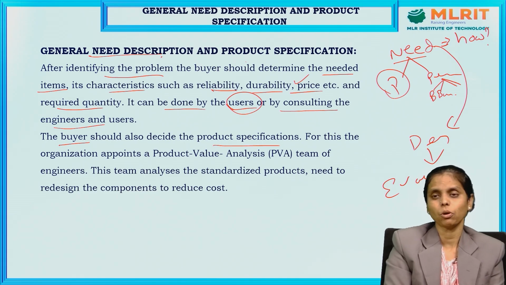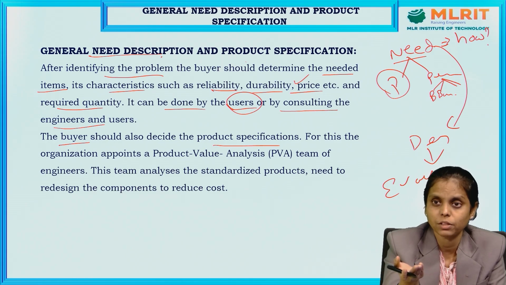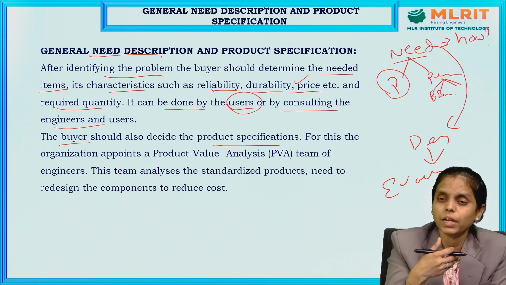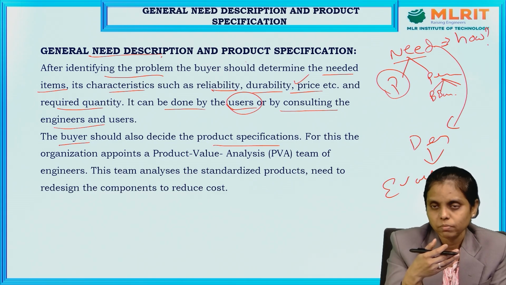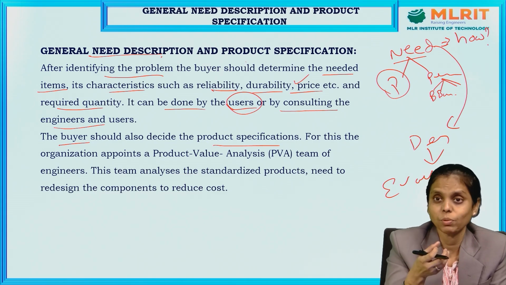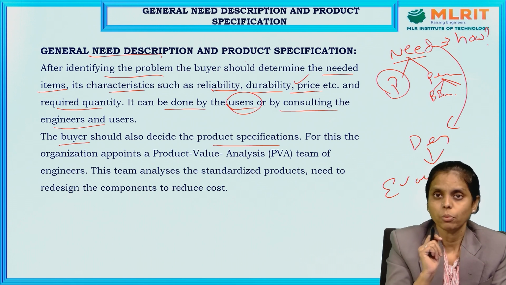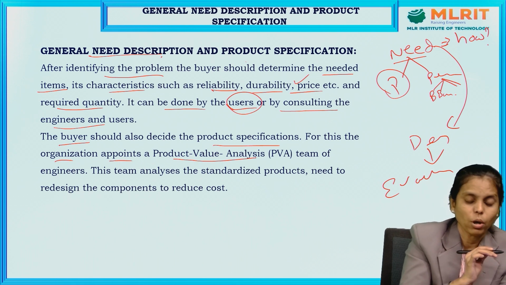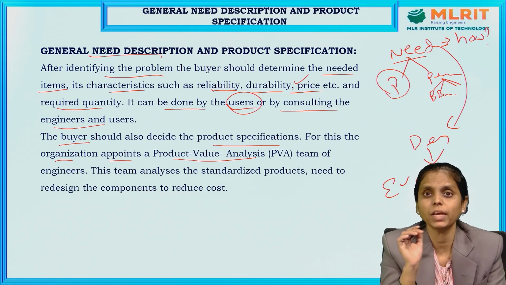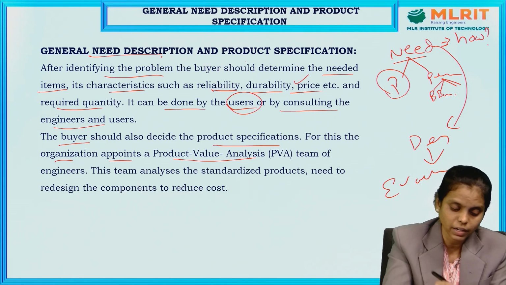Now why this product specification? There might be certain alternative goods present in the market. Whatever product that we require might not be available in the market, but there are certain alternative products with good specifications that might be available. To identify that, we need to go for product specification. For this, the organization appoints a product value analysis, PVA. Product value analysis can be conducted.